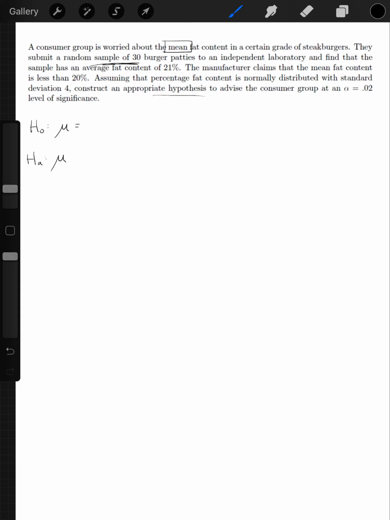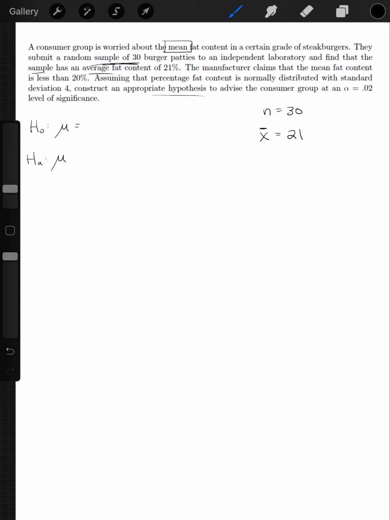Right? So they took a random sample. They're telling us about the sample data first. And straight off, they tell us how big the sample is. And then it tells us about the sample's average fat content. Right? So it's the sample's average. So that's going to be X bar is 21.